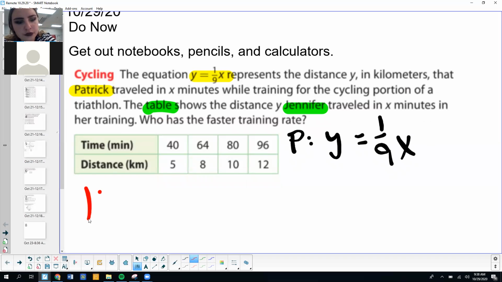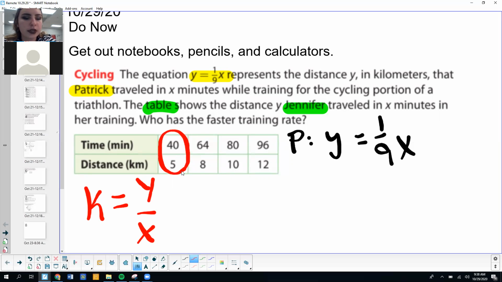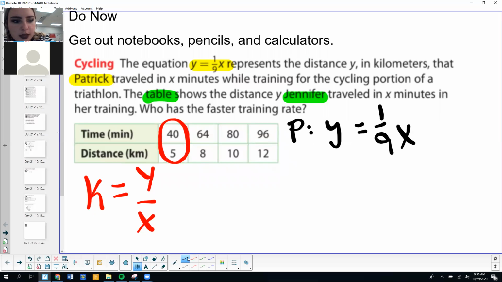So if you guys remember, constant of proportionality, K equals Y divided by X. So we need to go ahead and look at one of these points on Jennifer's table. Let me get my calculator. So all we're going to do is find her constant of proportionality by taking Y divided by X. If you guys remember, X is on the bottom, Y is on top. So we're going to take 5 divided by 40. So Y divided by X. My calculator, 5 divided by 40 is going to give me 0.125.